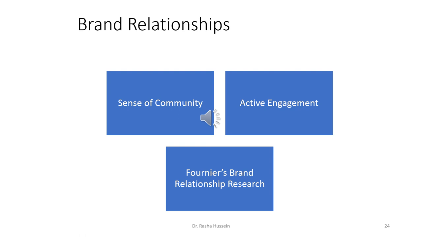The final dimension of brand relations is called Fournier's brand relationship research. Fournier developed 6 main facets or aspects or features of brand relationship quality. Please read them in page 351. This part is only for reading. So we are going to concentrate on the 4 main dimensions of brand relations, particularly brand loyalty and attitudinal behavioral loyalty, attitudinal attachment, sense of community, and active engagement.